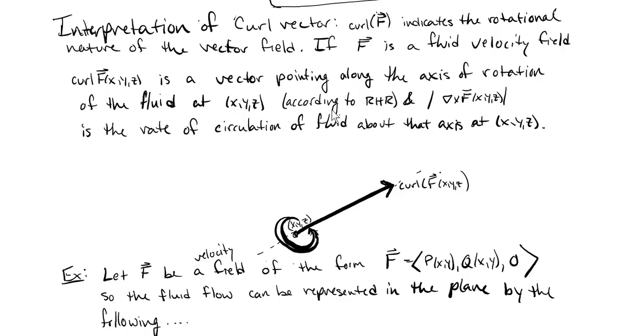And you might say, well, how do I know which way it points? Here it's pointing kind of up and right. Couldn't it point back here as well and still give that same axis? Well, it could, but it's going to follow the right-hand rule.